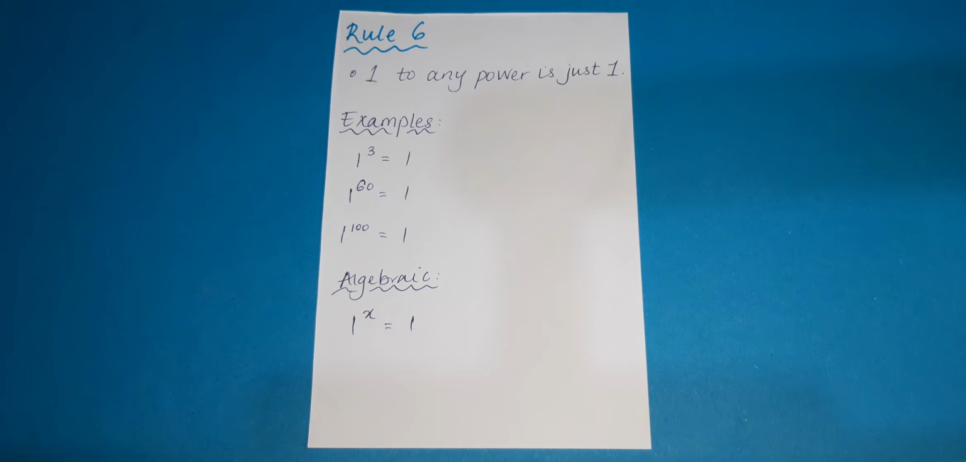Rule number 6. 1 to any power is just 1. This is because if we do 1 times 1 times 1 and we keep multiplying by 1, it will just be 1. So no matter how big the power is, it will just be 1. So as we can see in the examples, 1 to the power of 3 is 1. Even the power of 60 is 1. And even up to 100, even bigger than that, we can still get an answer as 1. So in algebraic terms, we can write it as 1 to the power of x equals 1.